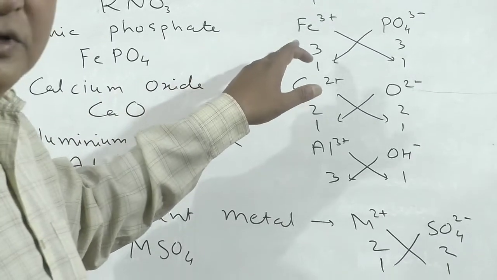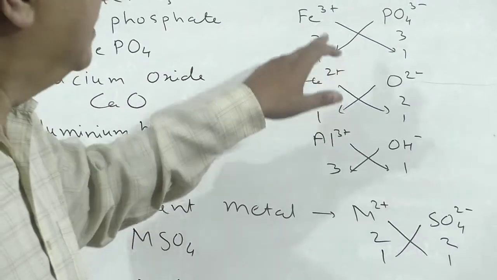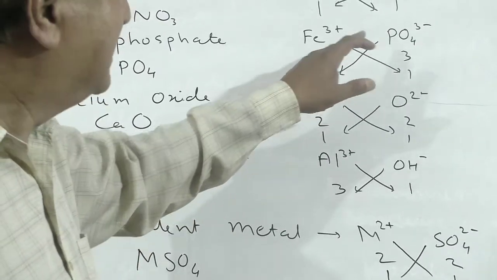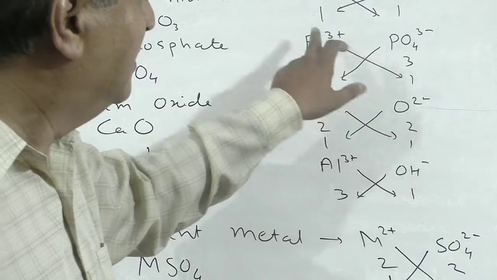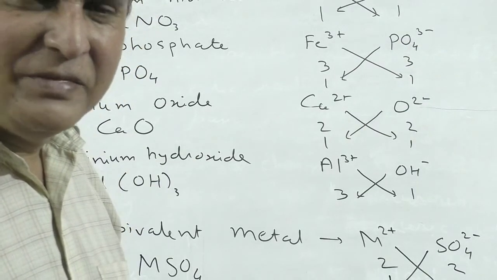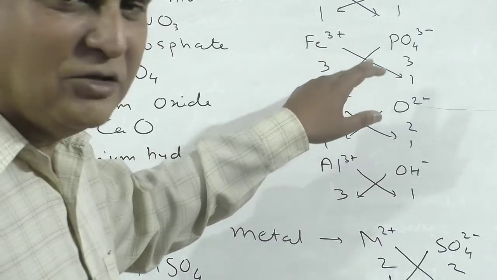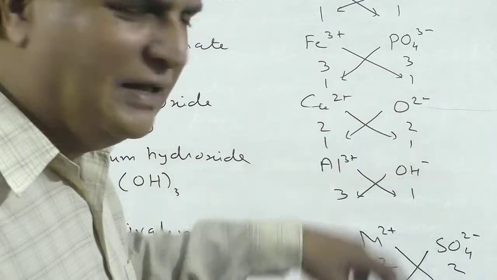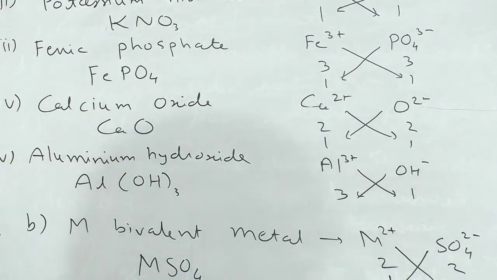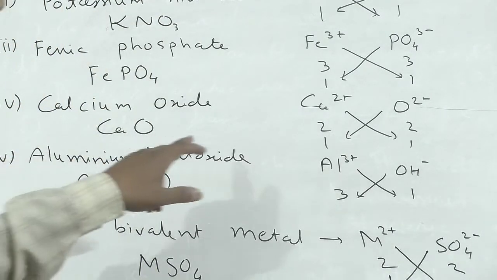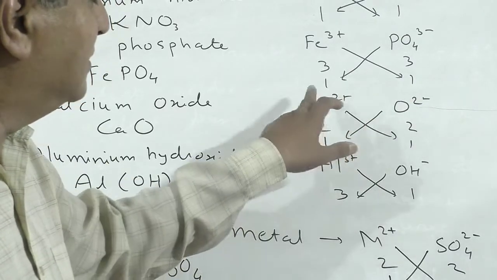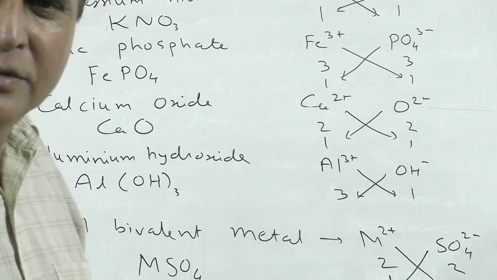Ferric, go to the table, Fe3 plus, you will find PO4 3 minus. 3, 3 same. So when the same numbers are there, just make it 1, 1. FePO4. Getting it? When different numbers are there, you cross. If the same, just make 1, 1. Then no need to write. Calcium oxide. Ca2 plus, O2 minus, 2, 2. Again make 1, 1. CaO. Same number.